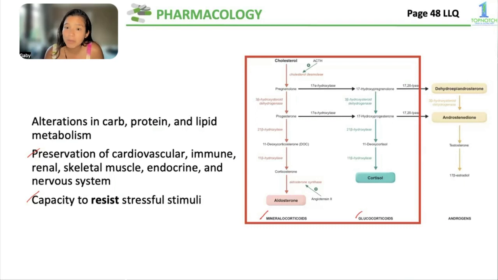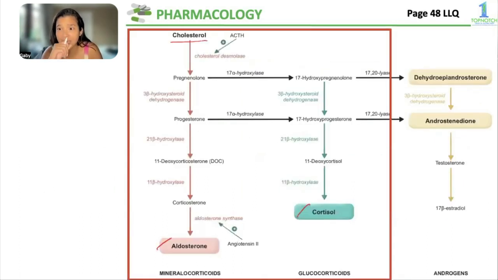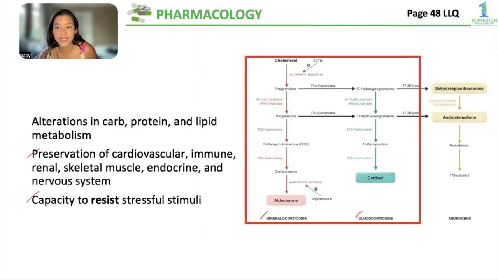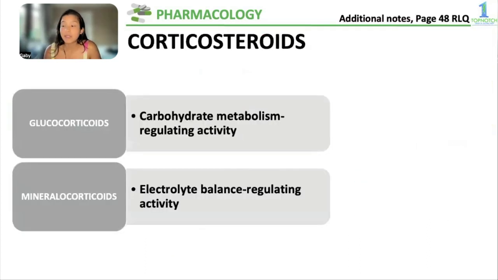Do we need to supplement androgens in these patients? Well, not really, if the question is whether it will preserve their life, because androgens are not essential for survival, but your aldosterone and your cortisol are, which is why I'll discuss mostly your mineralocorticoids and glucocorticoids in this chapter. So again, remember, glucocorticoids, from the name itself, have a lot of carbohydrate metabolism regulating activity, which is why they're called glucocorticoids.